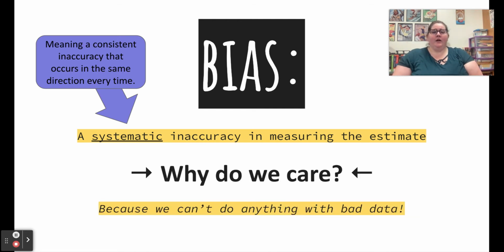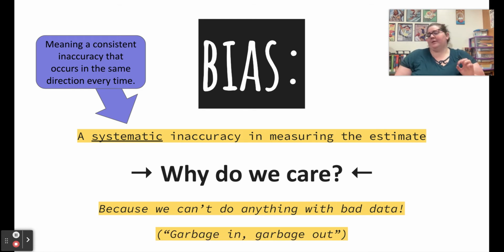So why do we care? Well, we can't really do anything with bad data. If we have data that is biased, there's not really a good way to fix that. So there's nothing we can do with it. It doesn't really tell us anything about the population. We're just stuck. It's like we've wasted our time. Garbage in, garbage out is a common saying. If we're taking bad data in, any results we get from that data are going to be flawed.